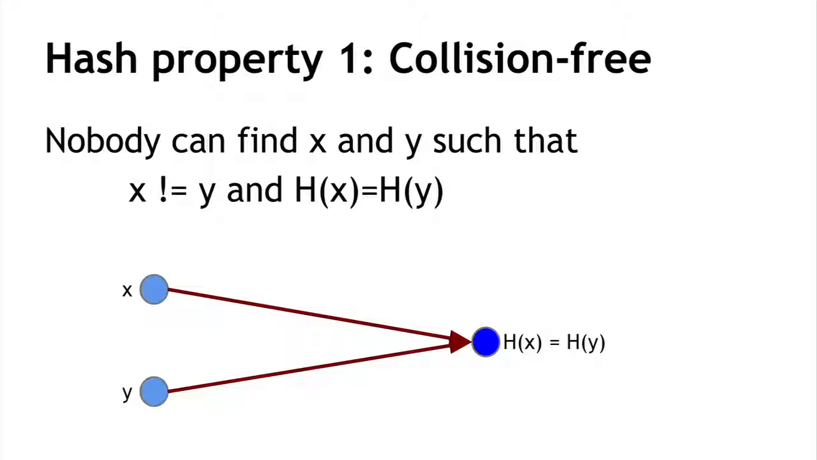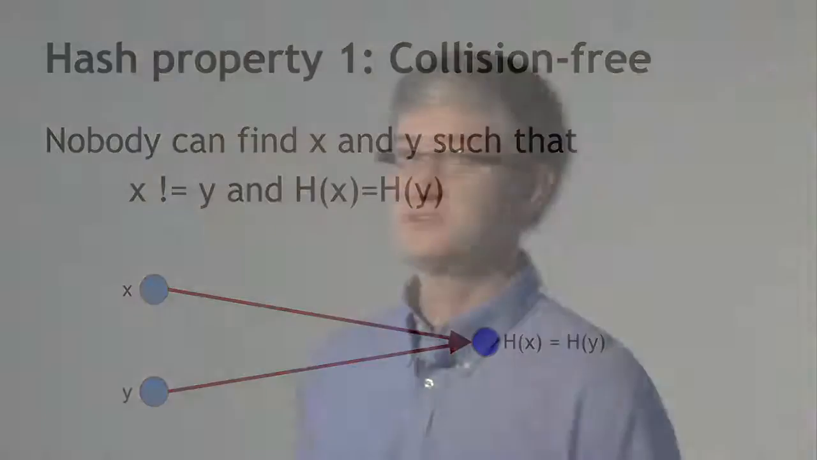Now, one thing to notice is that I said nobody can find. I didn't say that there is no collision. Because if you think about it, there has to be a collision. Collisions do exist, and to understand why that is, we can use this diagram.